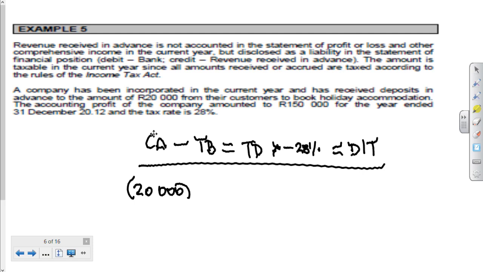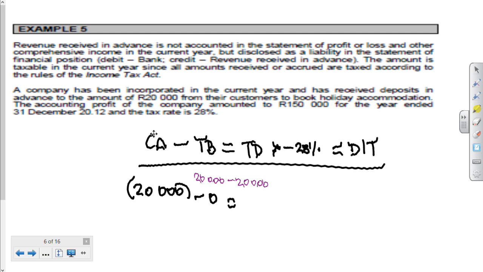Then I say, what is the tax base of a liability? The tax base of a liability is the carrying amount, 20, less any amounts which are not taxable in future. How much is not taxable in future? All of it, 20. Why is that? Because it's already been taxed, isn't it? So therefore, my tax base is 0.